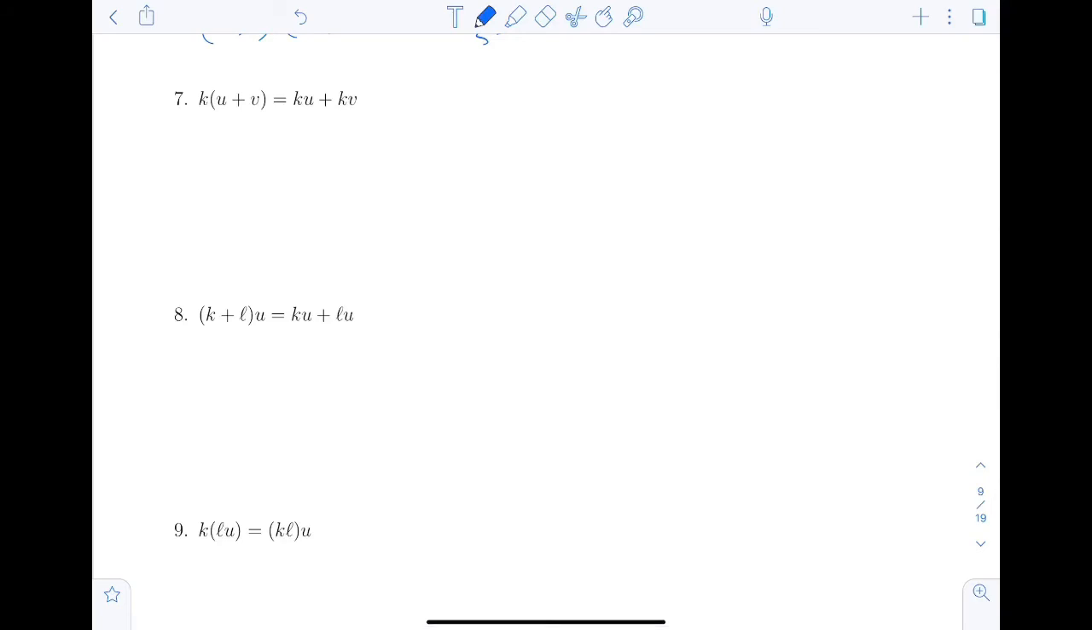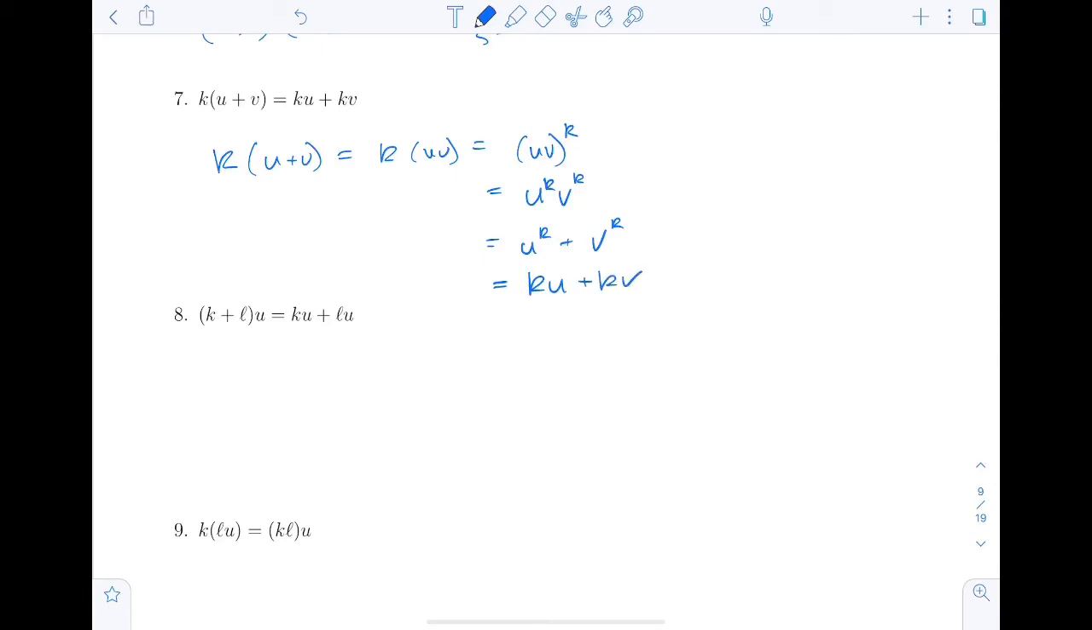Number 7, okay, let's do this here. So k times u plus v, that's k times the number uv, which is uv to the k. Now here I'm in the land of real numbers, so this is going to be u to the k, v to the k, I'm sorry, not u to the v. u to the k, v to the k, which is u to the k plus v to the k, which is ku plus kv. Okay, we're there.